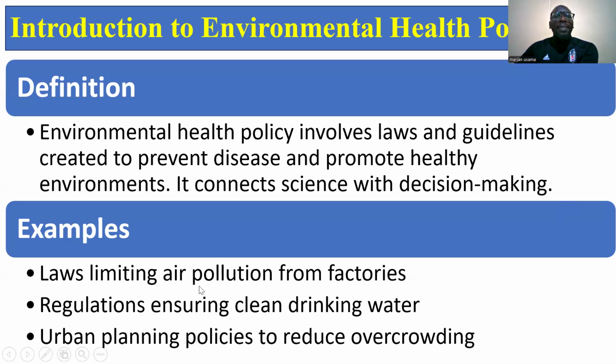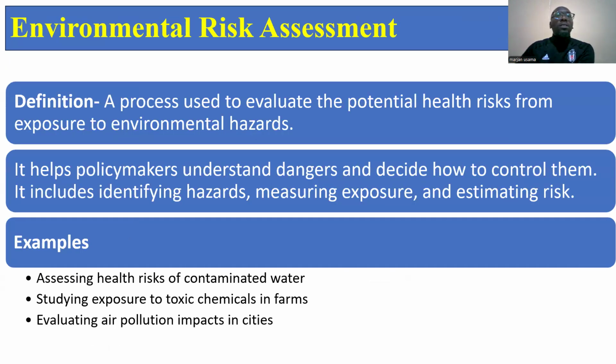For example, laws limiting air pollution from factories. Because if we don't have a regulation for the factories, they are going to pollute the environment. If they pollute the environment, people are going to get respiratory diseases. Regulation ensuring clean drinking water. Also, urban planning policies to reduce overcrowding. If we don't have a good policy of how houses should be constructed, the spacing of the houses, you'll end up getting a lot of diseases.